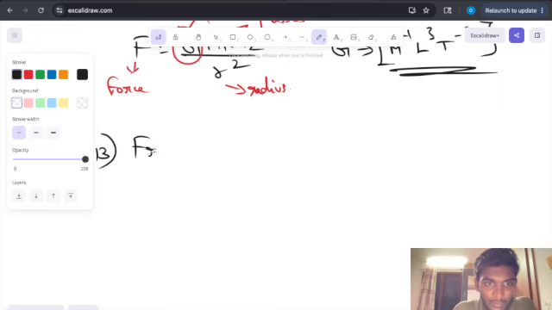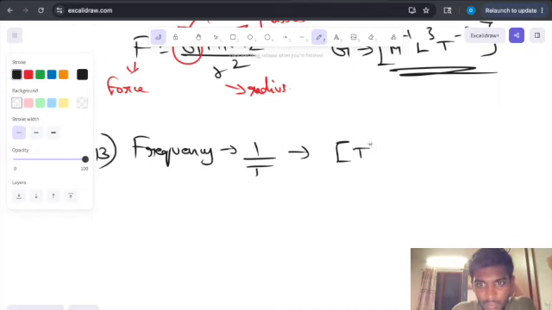Then we have frequency, which is 1 by time period. From this, I can derive its dimension to be T minus 1.